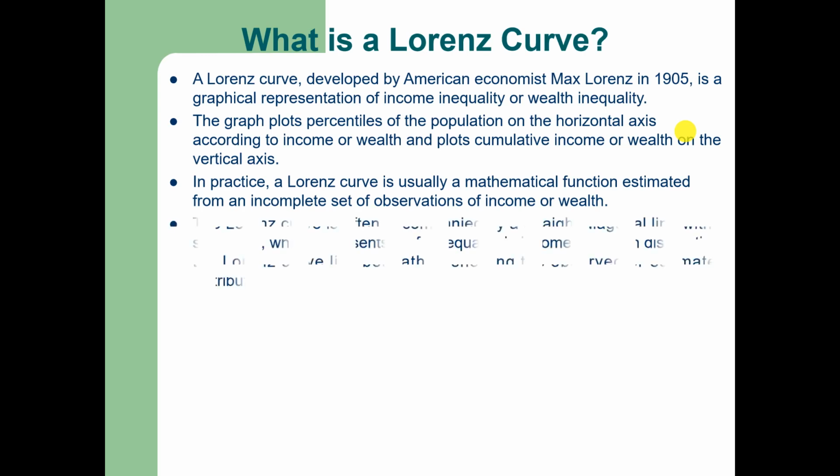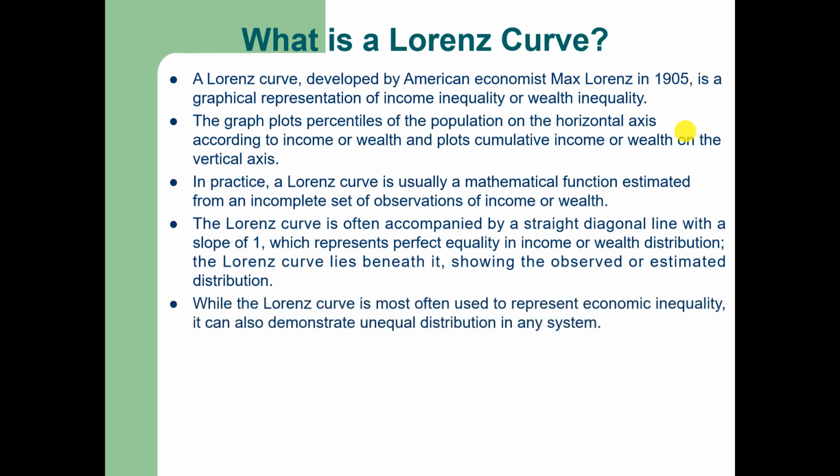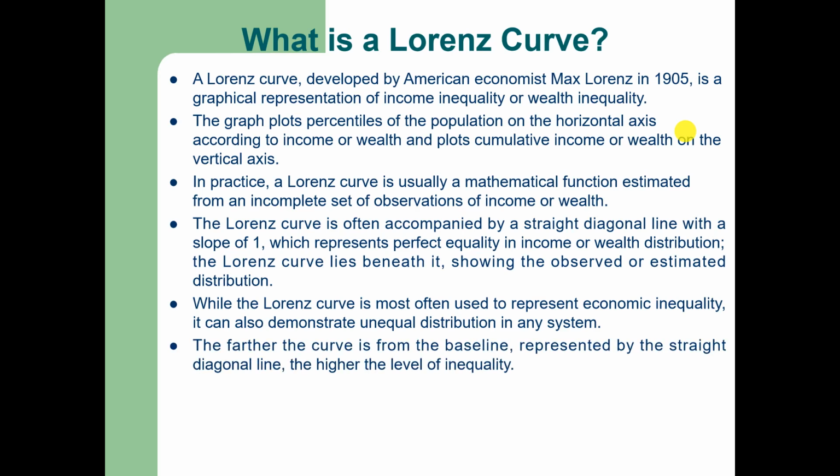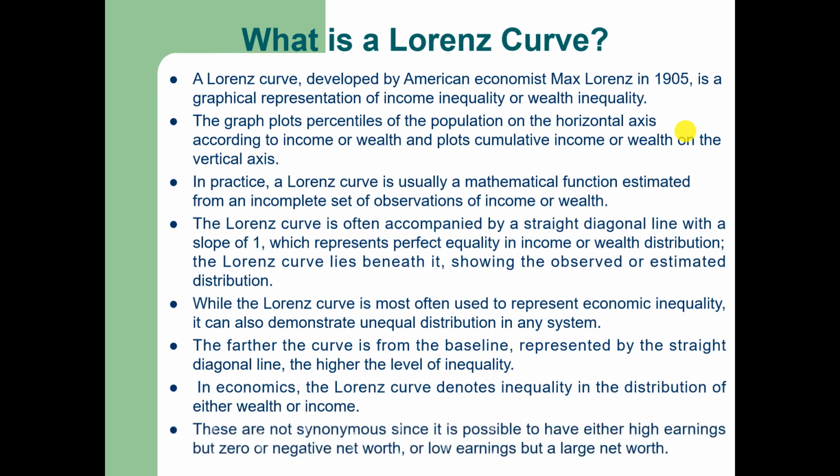of income or wealth. The Lorenz curve is often accompanied by a straight diagonal line with a slope of 1, which represents perfect equality in income or wealth distribution. The Lorenz curve lies beneath it, showing the observed or estimated distribution. While the Lorenz curve is most often used to represent economic inequality, it can also demonstrate unequal distribution in any system. The farther the curve is from the baseline, represented by the straight diagonal line, the higher the level of inequality. In economics, the Lorenz curve denotes inequality in the distribution of either wealth or income.